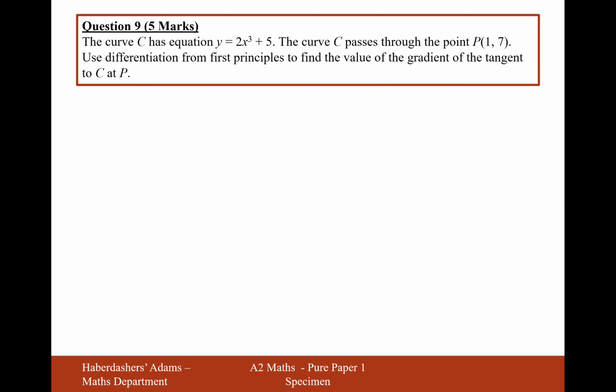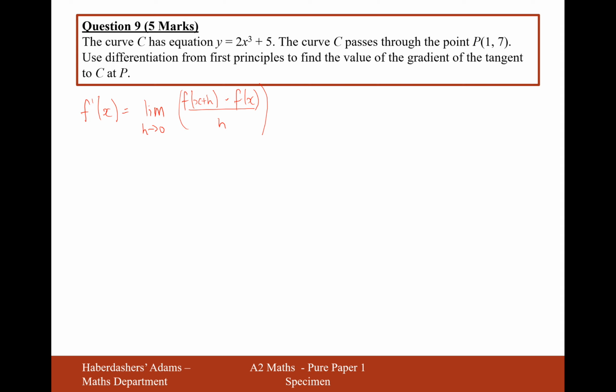We're on Specimen Paper 1 and here we're looking at question 9, a differentiation from first principles question. So before we get started, let's just remind ourselves what the differentiation from first principles formula looks like. It's the limit as h tends towards 0 of f of x plus h minus f of x, over h. The equation that we're doing this with is y equals 2x cubed plus 5. We want to work out the value of the gradient of the tangent at the point 1, 7.